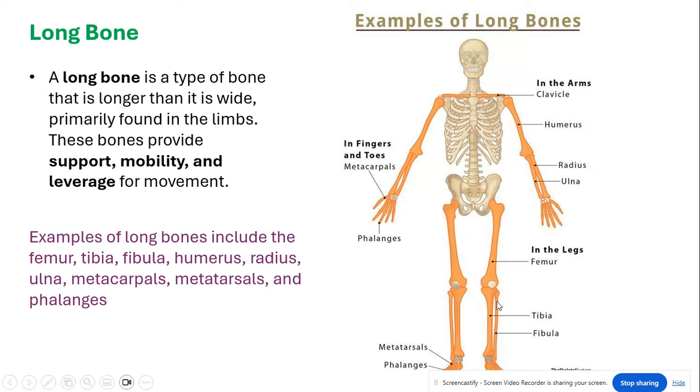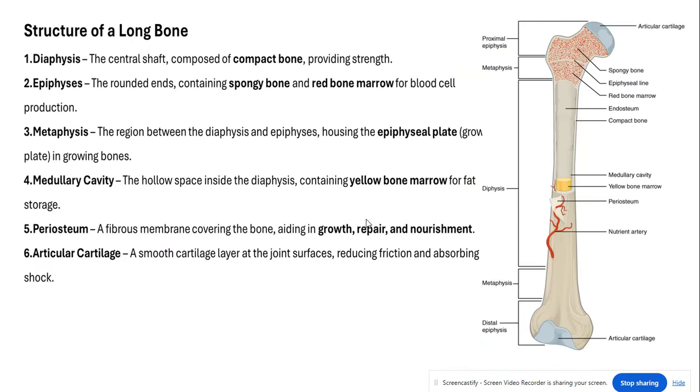Imagine having a wider tibia and fibula. Do you think you will be able to walk? No, right? So that's a long bone. Examples of long bone include femur, tibia, fibula, humerus, radius, ulna, metacarpals, metatarsals, and phalanges. As you can see, even the phalanges are longer than they are wide. Imagine having wide phalanges. Do you think you will be able to hold your pen? It's not possible. So it's common sense.